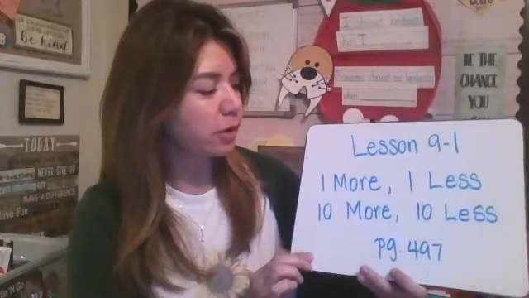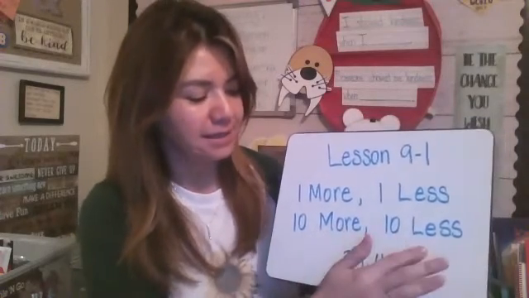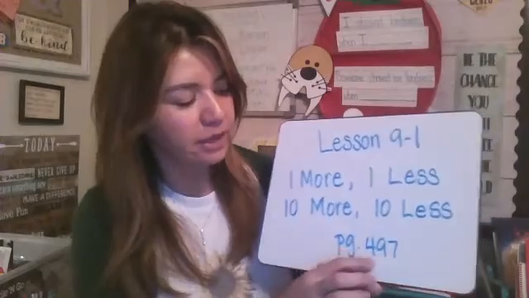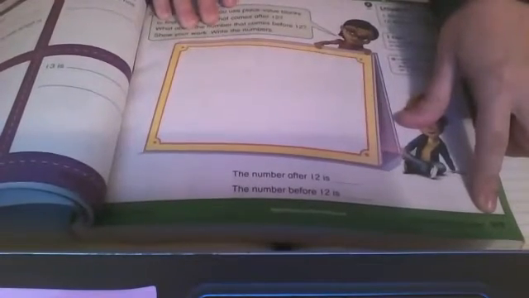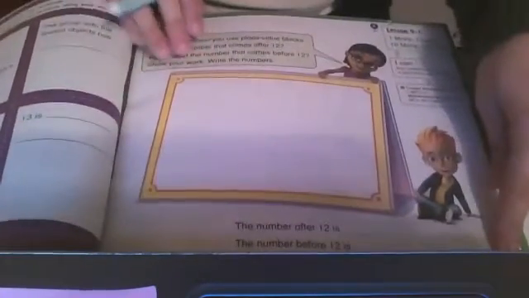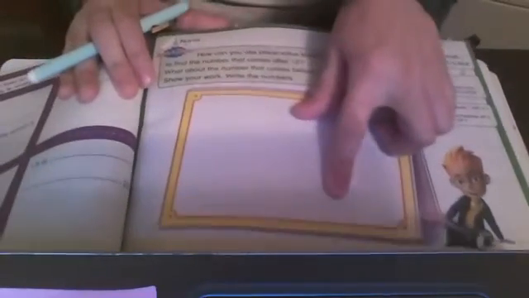We are going to be working with one more, one less, and 10 more, 10 less, and we're going to find that on page 497. So we're in a new topic today, topic 9. Here we are, lesson 9-1, page 497. And maybe more helpful is we have Daniel on this page and Marta with a workspace near them.